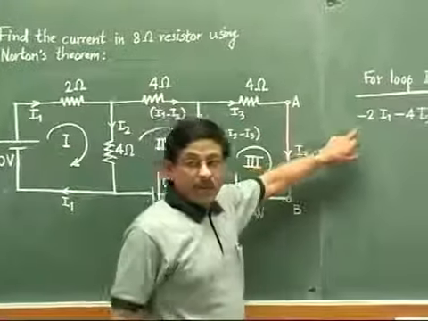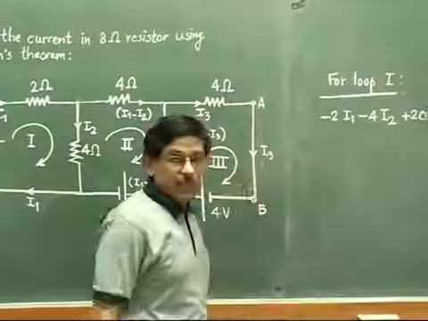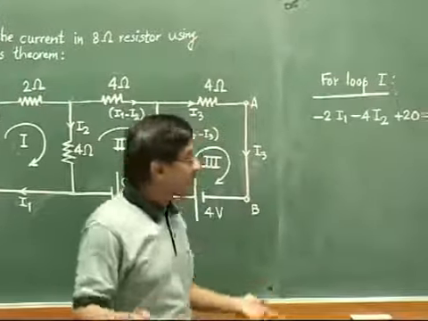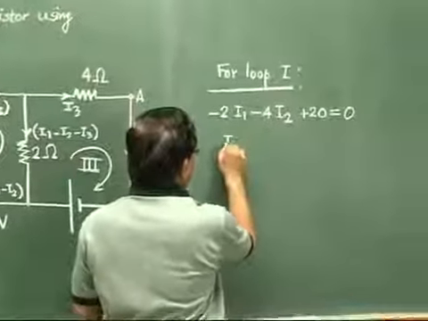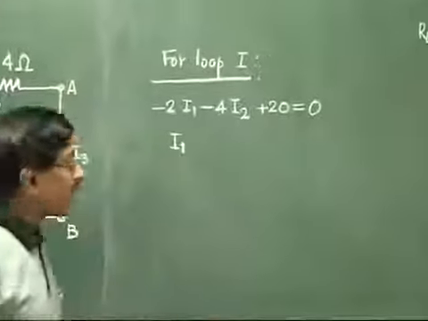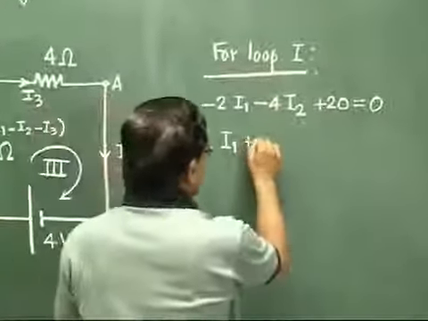Okay, so we have written the loop equation. Let us make it somewhat simpler, and maybe we take the constants to the other side. So it will be just I1. I divide all the terms by minus 2. This will be plus 2 I2.